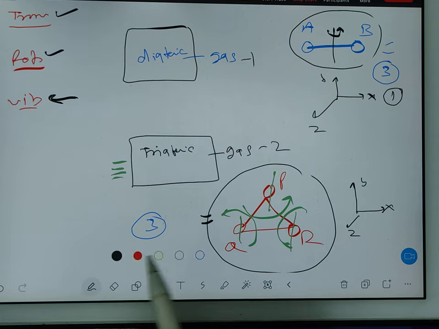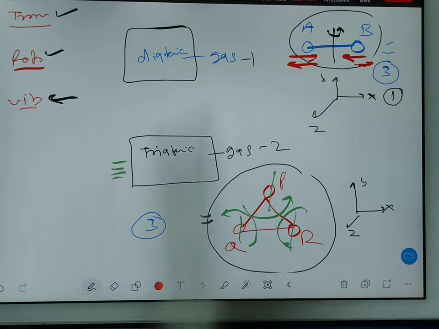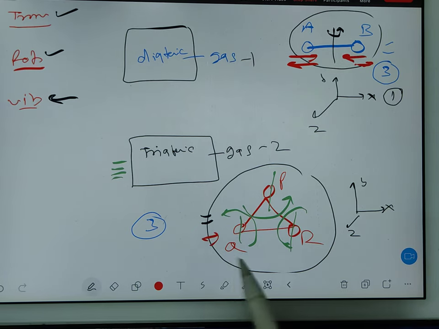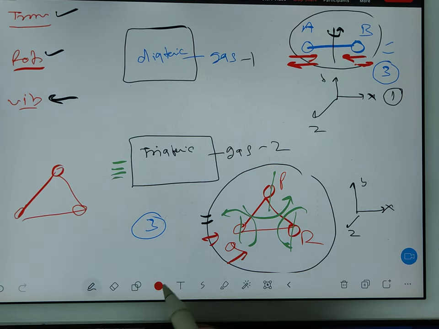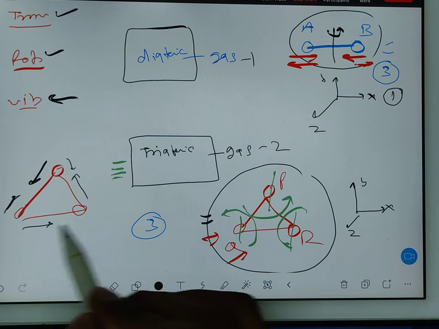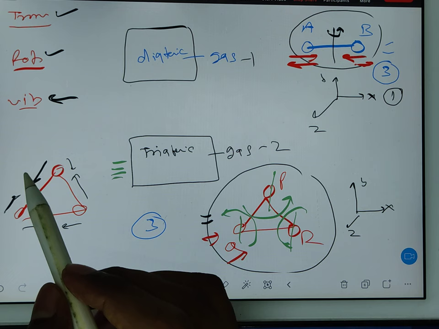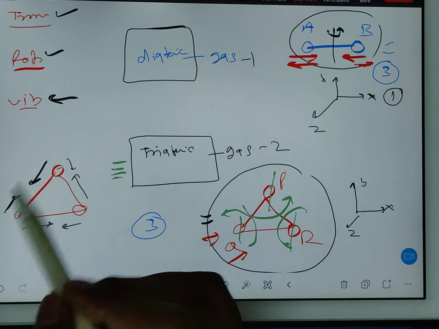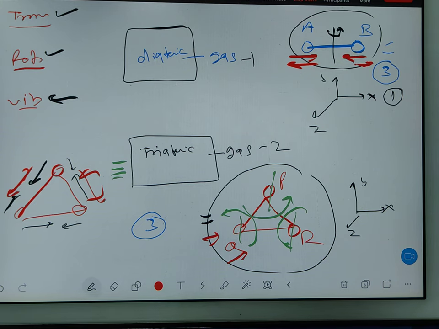In the first system, they can vibrate inside, they can go outside. This kind of vibration is possible. Only this vibration is possible. But in the third molecule, what kind of vibration is possible? They all can come together and they all can go away. This is one type of vibration, correct? Other than that, one more, like they are coming closer, but they are going away. Different types of vibrations are possible.